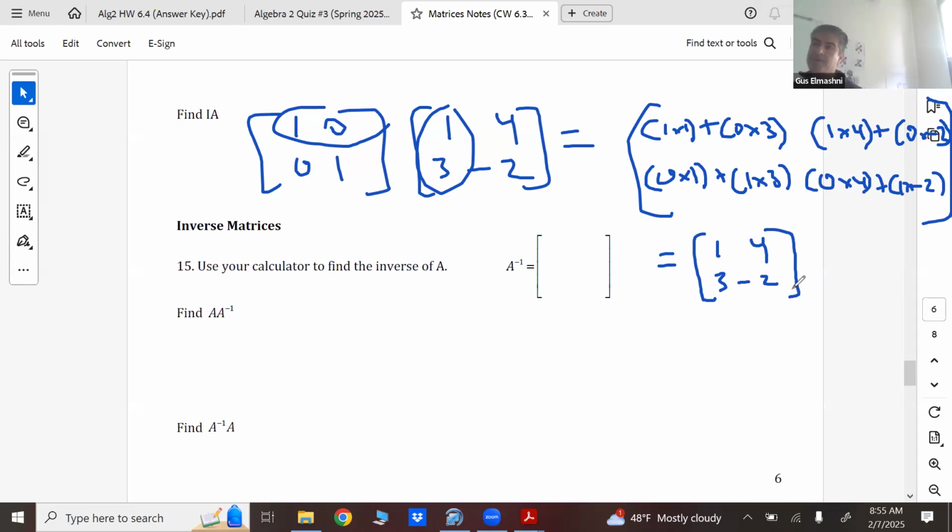Now, why do we care about this? Because this is actually what's happening when you solve a system of equations in the calculator. This process is happening. So I need to kind of explain that to you.